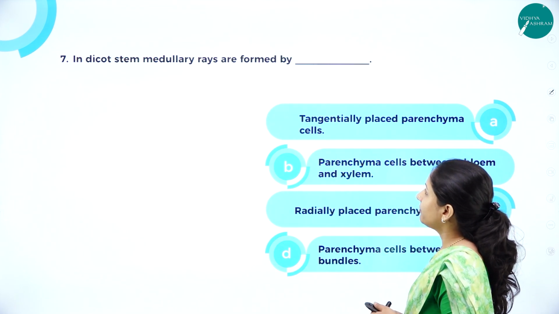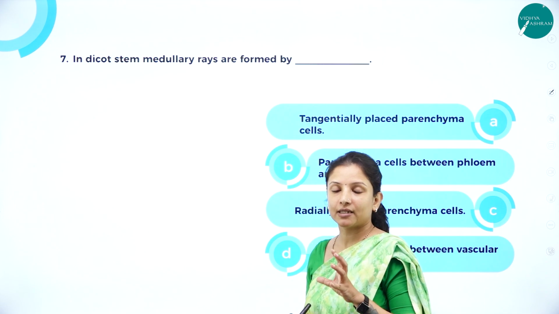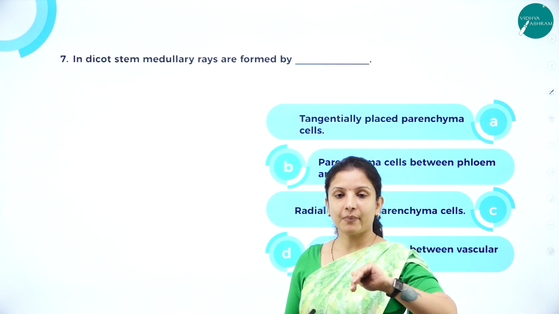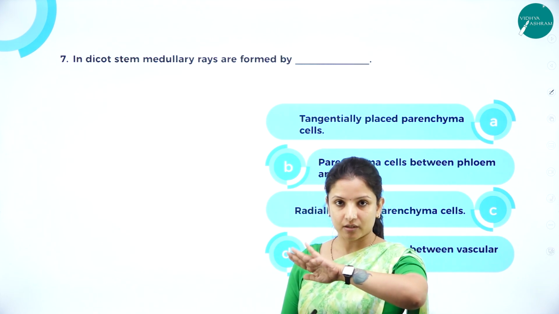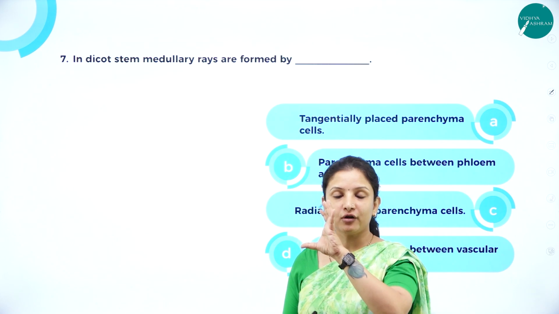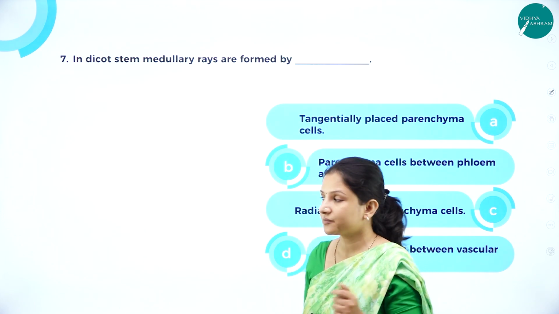In dicot stem, medullary rays are formed by. So, what are medullary rays? Medullary rays are nothing but the patches between the vascular bundles. In dicot stem, we know that the vascular bundles are arranged in the form of a ring, right? So, in between each of these vascular bundles, they have patches of cells, which are called the medullary rays. What is it made up of?